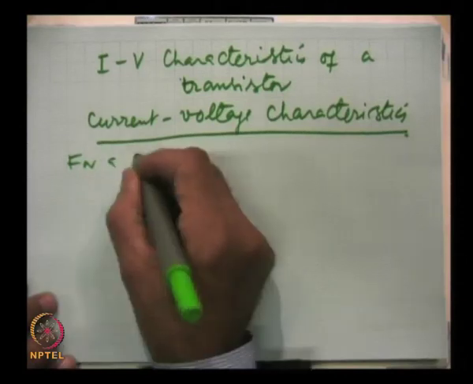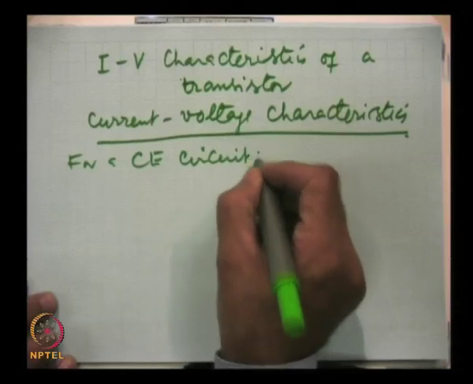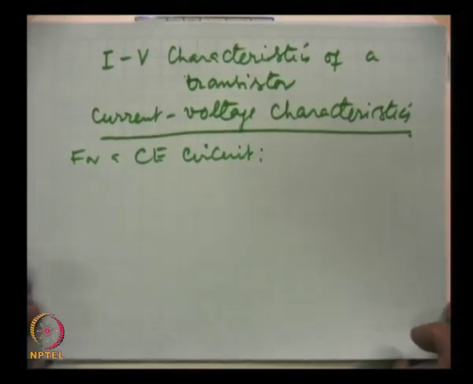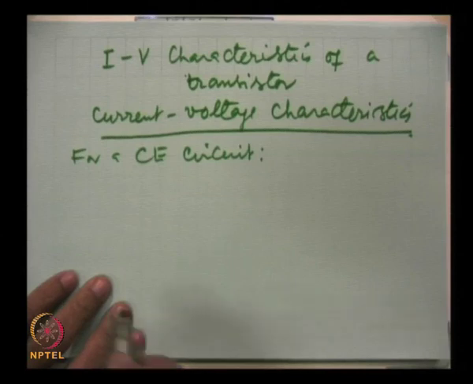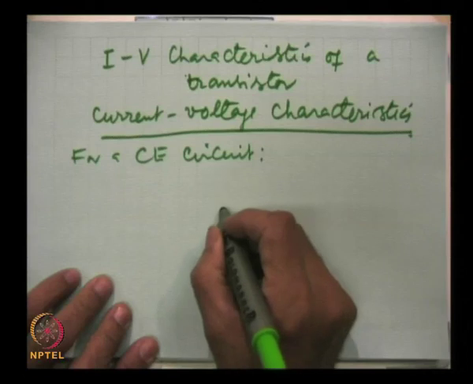They are not different. There are some variations at some points in the common base and common collector circuit, but more or less they remain the same. So, it is good enough if we talk about the IV characteristics in a common emitter circuit. So, for a CE circuit, in the laboratory this can simply be done. We can draw these characteristics, and here is a simple circuit.